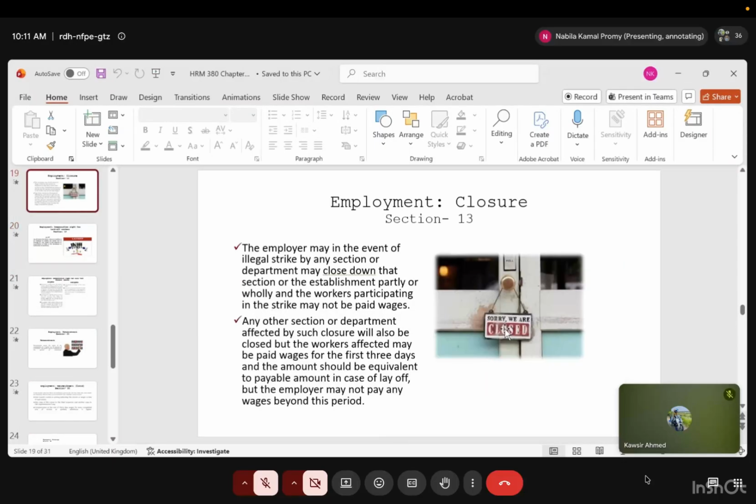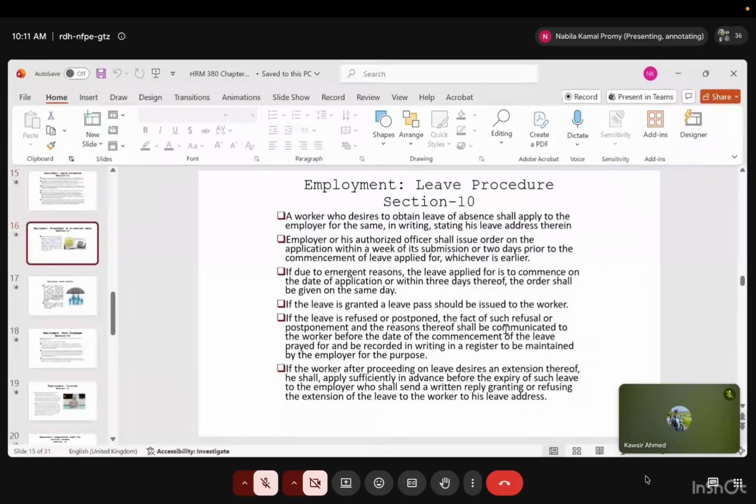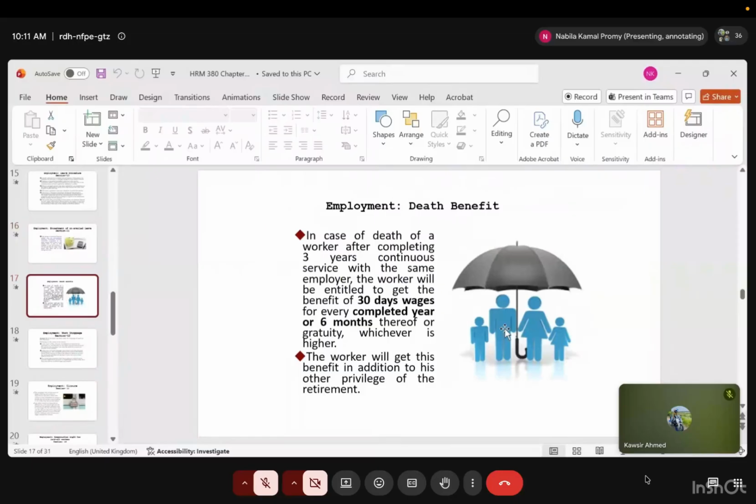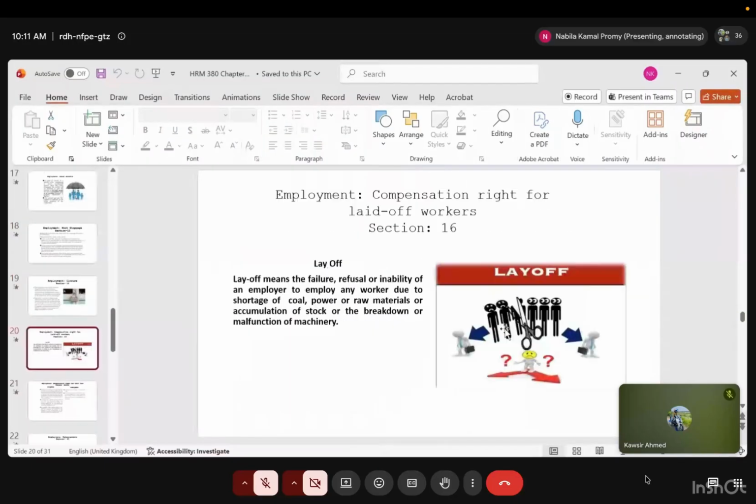Okay, so if you remember in this slide, we talked about different approaches of terminating an employee. So there was retrenchment, discharge, termination, dismissal, retirement, and resignation. So we will talk about this one by one and how these are different from one another. So the first one we have is called layoff. Here we are terminating an employee. We are making the employee leave the company.